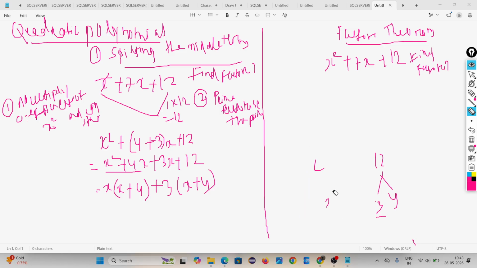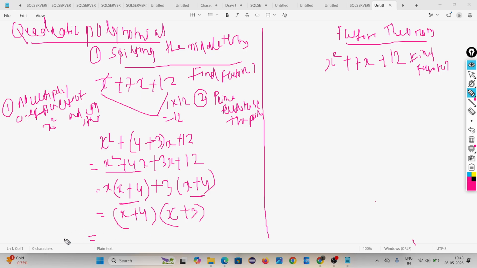After doing this, if you get this and this equal, then you are splitting the middle term correctly. Then here x plus 4, here x plus 4. I am taking x plus 4 as common. The remaining is here x, here 3. Then from here I got the 2 factors: x plus 4, x plus 3.